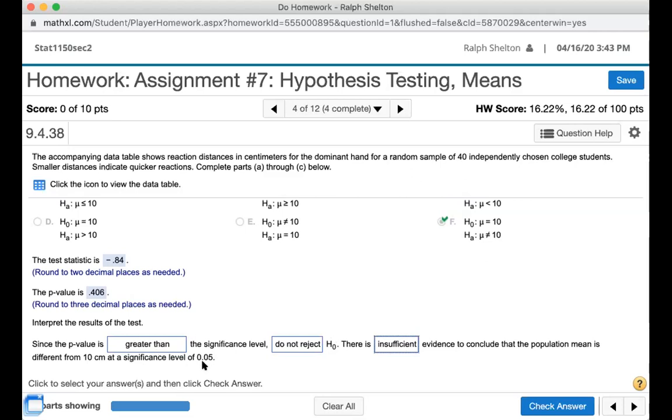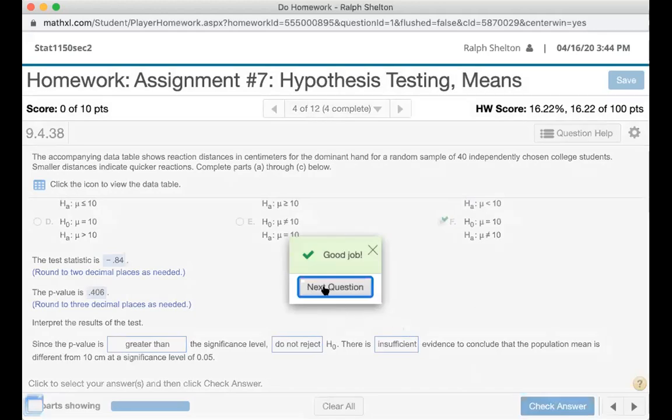Your threshold changes, or what you use to compare against changes depending on your confidence level. So you always have to state that in your results, that you were testing at this significance level. And when you test at this level, we don't reject, and there's insufficient evidence to reject. So, okay. Next question.